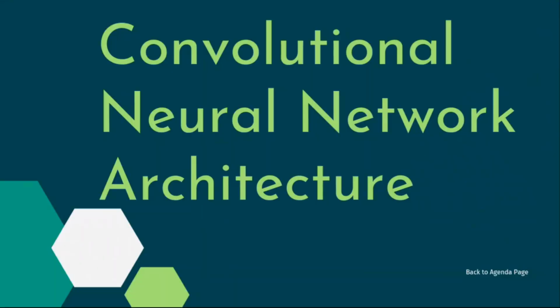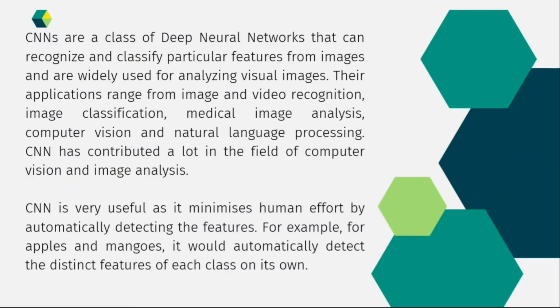To start today's presentation, let's understand the architecture of the CNN model. CNNs are a class of deep neural networks that can recognize and classify particular features from images and are widely used for analyzing visual images. Their applications range from image and video recognition, image classification, medical image analysis, computer vision, and NLP. CNN has contributed a lot in the field of computer vision and image analysis.